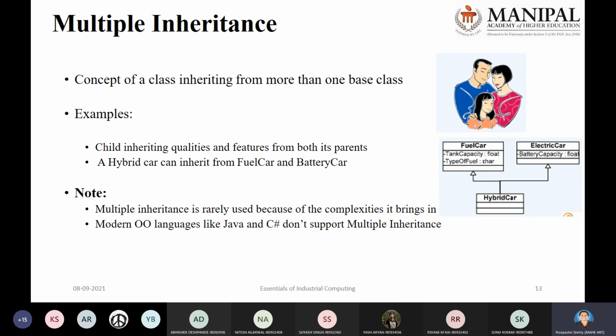And there could be another example like a hybrid car inherits from fuel car and battery car. It can be anything, right? Fuel plus battery. Okay. So some properties of fuel car, some properties of electric car will contribute to a hybrid car. That is another example of multiple inheritance.